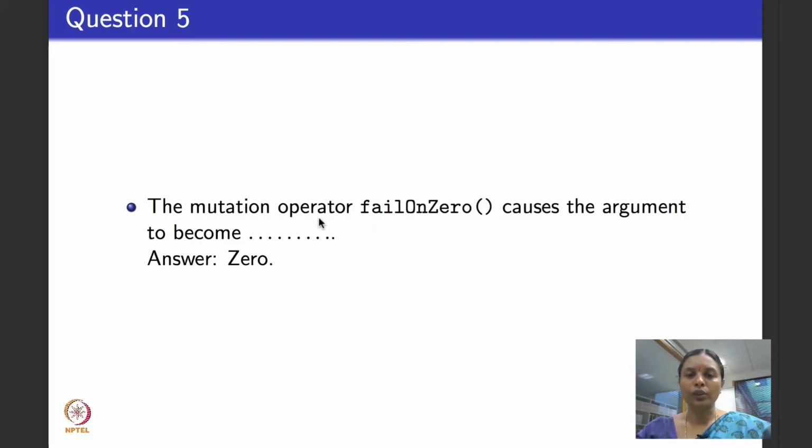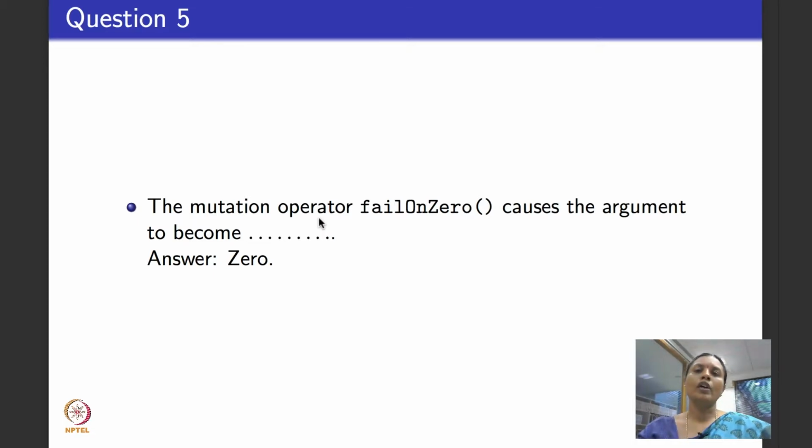It reads as follows. It is a question about this mutation operator that we saw as a special case called fail on 0. It asks you, what does the mutation operator fail on 0 do? It causes the argument to become 0. If you remember, why did we have this operator?